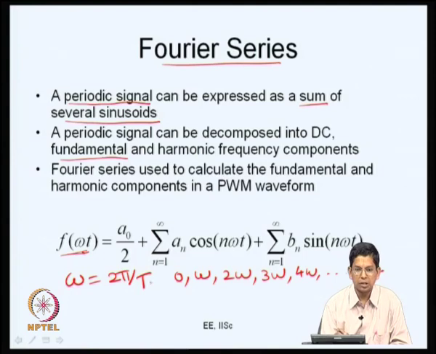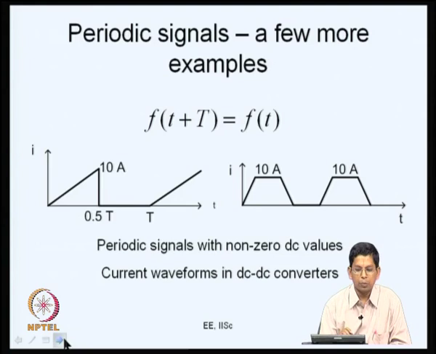For example, in this term, if we can calculate A naught, we know what is the DC value, which is A naught by 2. If we can calculate A1 and B1, we know what is the sinusoidal component. It will be A1 squared plus B1 squared, and the root would be the amplitude of the fundamental component here. If you want the nth harmonic component, we must try and get this An and Bn here. So, let us move on to see a few more periodic signals now.